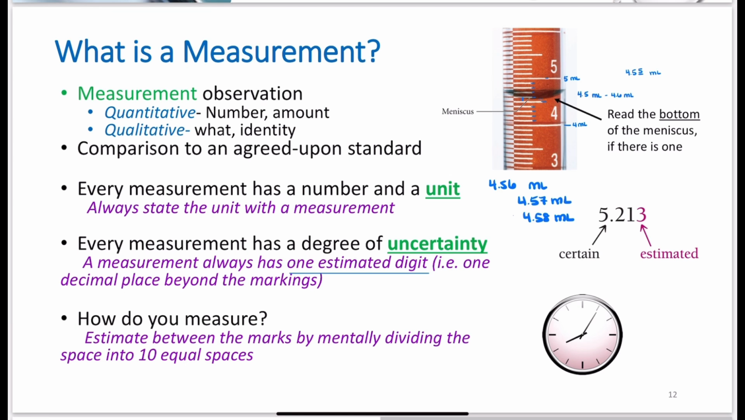But it's that last decimal place there, that 0.06, 0.07, 0.08. That is my estimation. That is my one estimated digit. It's my one degree of uncertainty. So what I did was I mentally divided that space by 10 and I estimated that number.